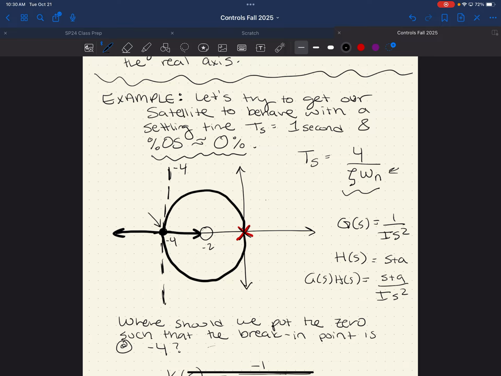Remember, the open loop poles and zeros are here for k equals 0. I know I have to increase my k past 0, and my poles will start to come out here, out here, out here, out here. We're getting close. At some point, they will break in, but I don't know what k value that is just yet. I need to solve for it.